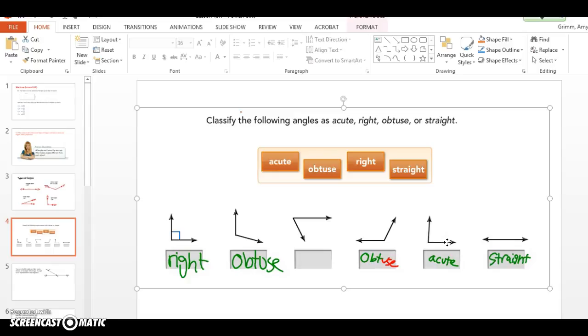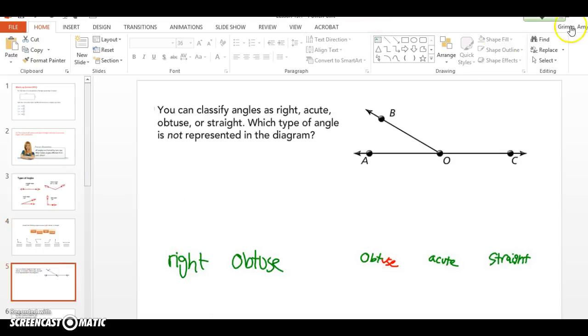Okay, do you guys feel comfortable with that vocabulary? Because I went over it pretty quick. Cool. All right. Moving on then. So you can classify angles as right, acute, obtuse, or straight. Which type of angle is not represented in this diagram? Which is the only one? Hassan. There is not a right angle.